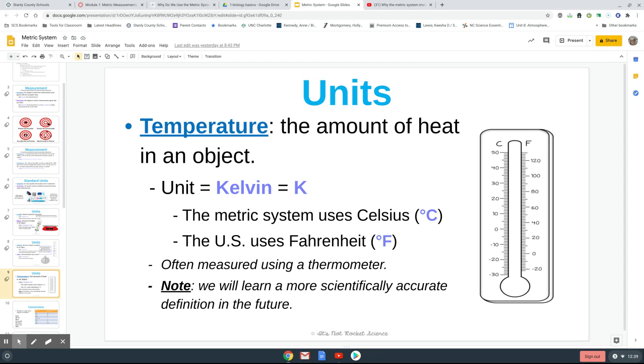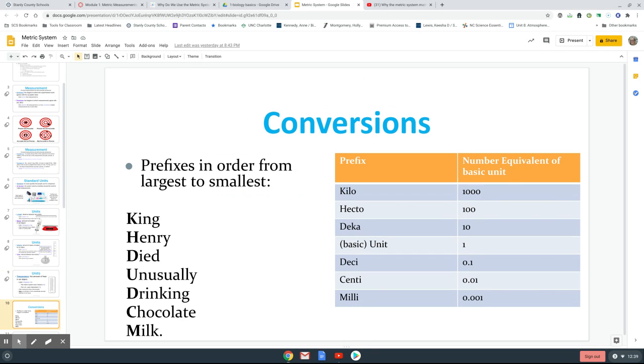We in the United States are used to Fahrenheit, but in science we use Celsius. We're not going to learn conversions between those. Here are the prefixes.